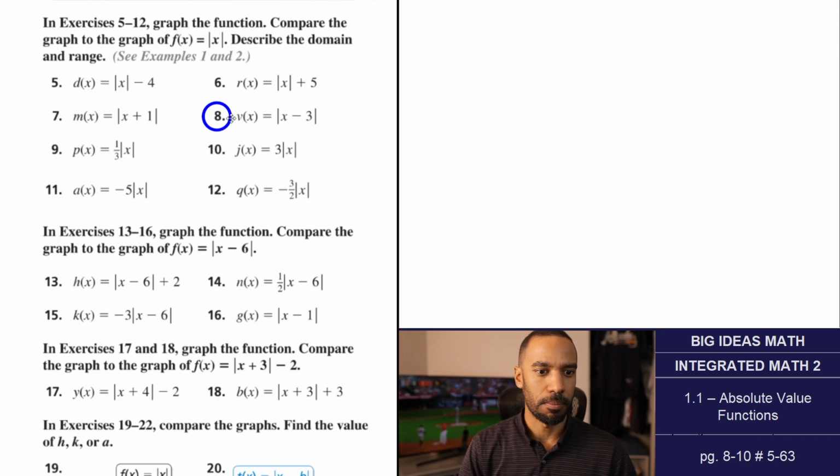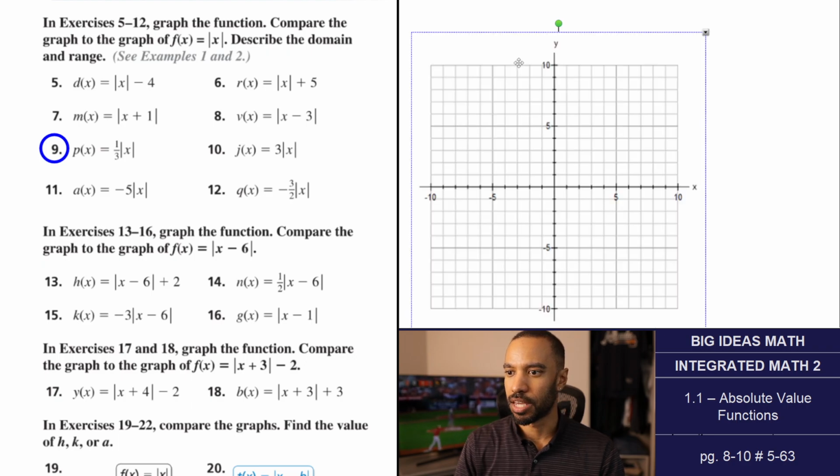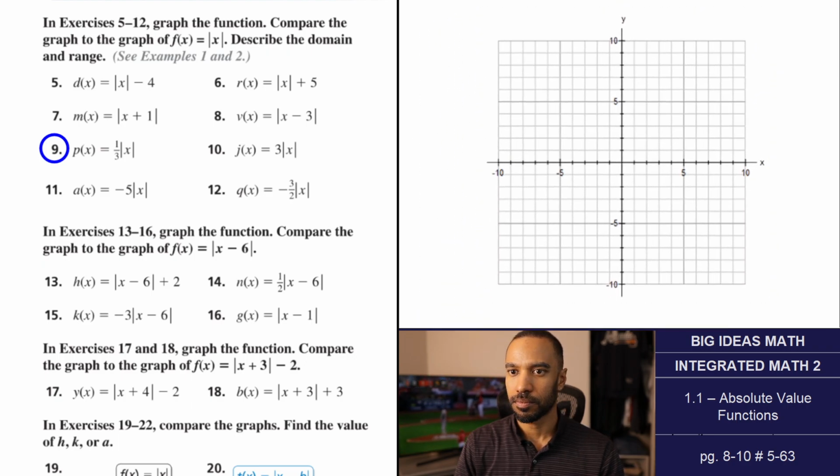Let's move on to number 9. P of x equals 1/3 times the absolute value of x. So this guy is vertically compressed. The a value is 1/3. The h and k are 0, so our vertex is at the origin, just like so.